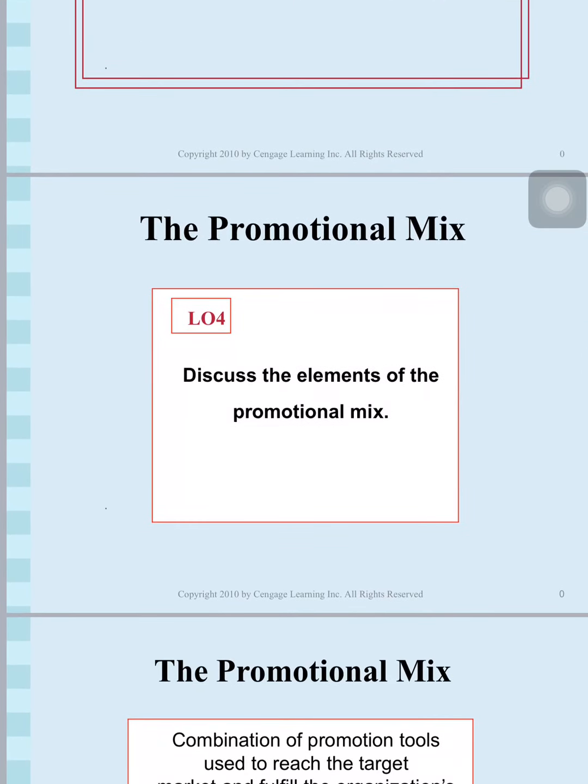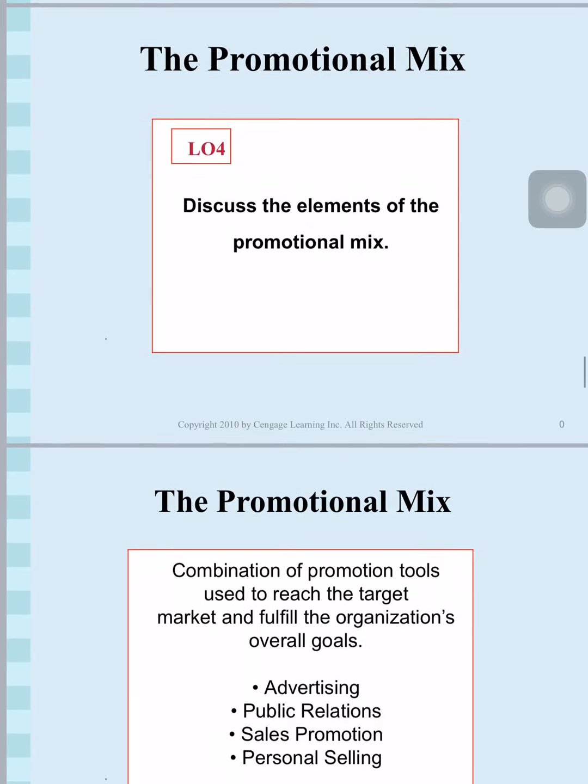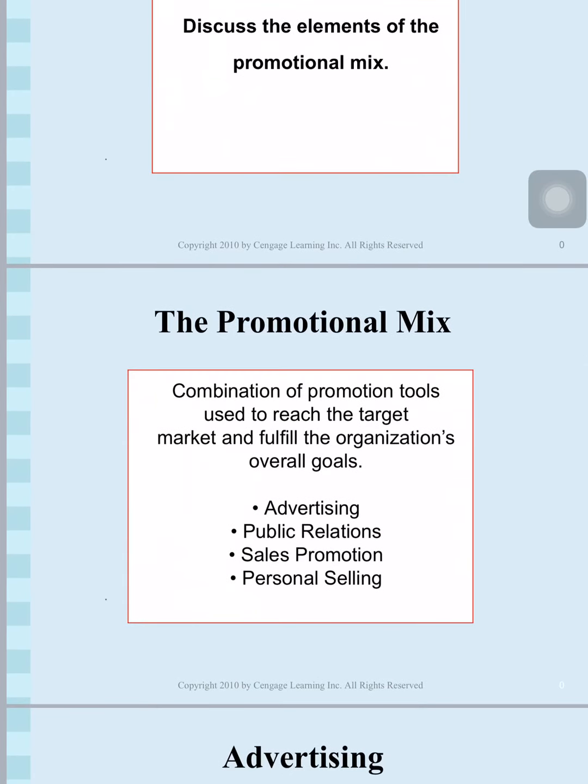Next is the promotional mix. The elements of the promotional mix are advertising, public relations, sales promotions, and also personal selling. This is the combination of promotion tools used to reach the target market and fulfill the organization's overall goals.